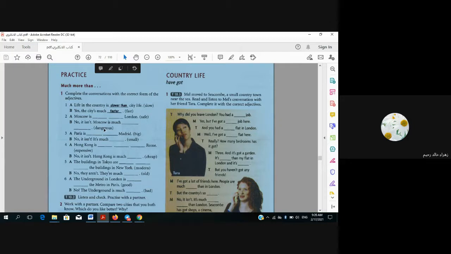Yes. Paris is bigger than Madrid. Yes. No, it isn't. It's much smaller. Yes, very good. Hong Kong is more expensive than Rome, because expensive has more than one syllable. Yes, very good. No, it isn't. Hong Kong is much cheaper.